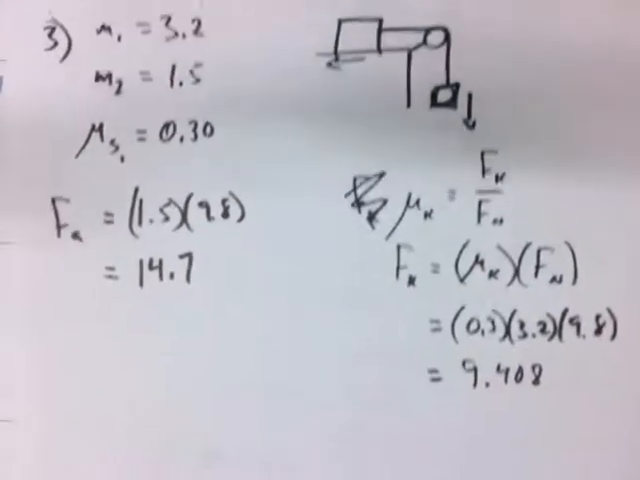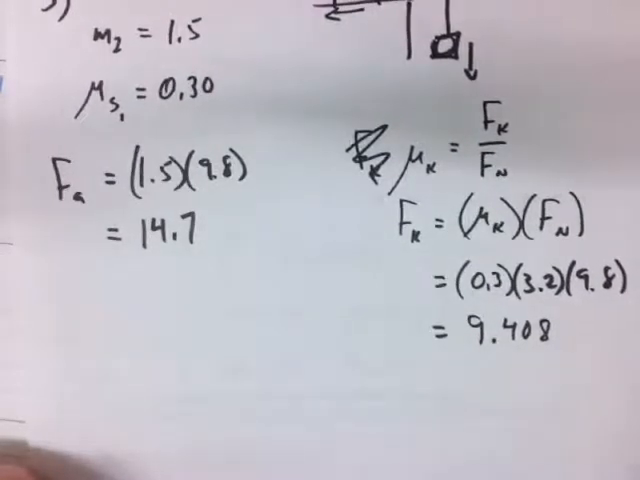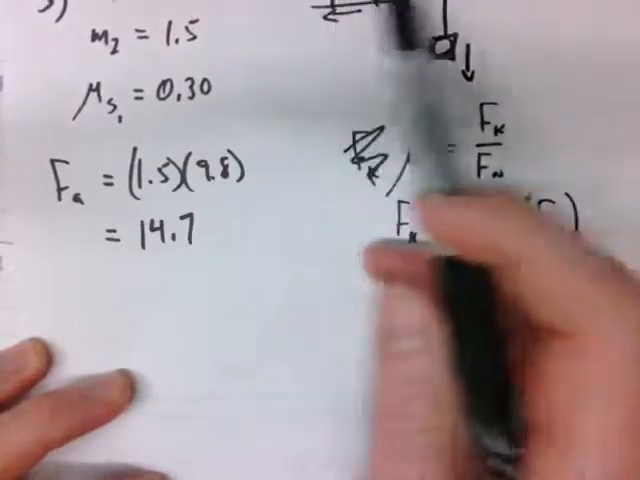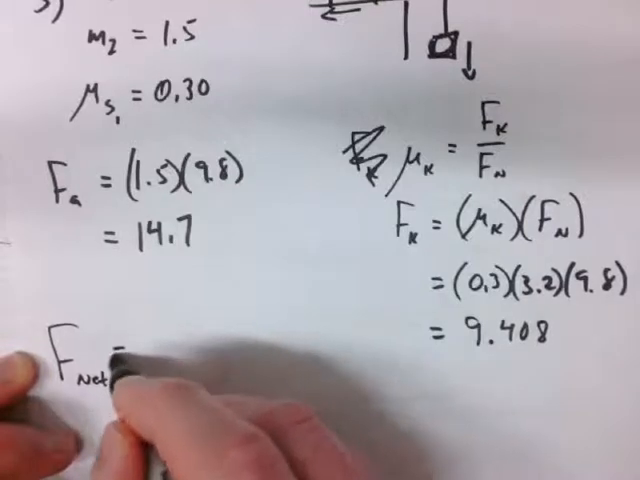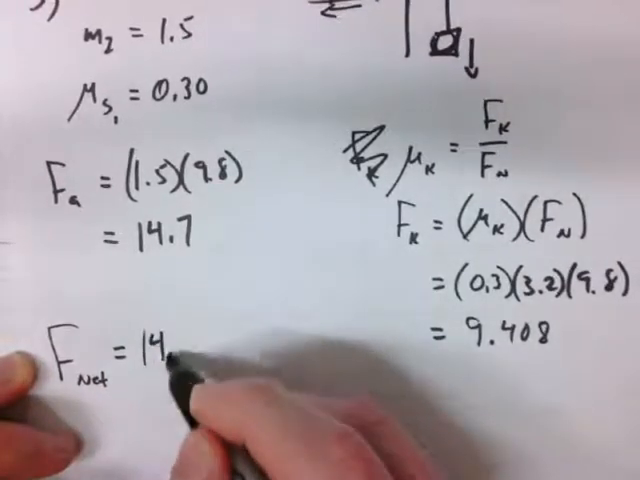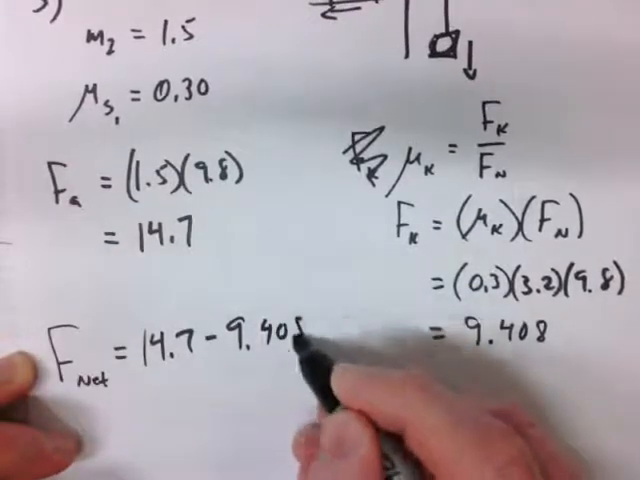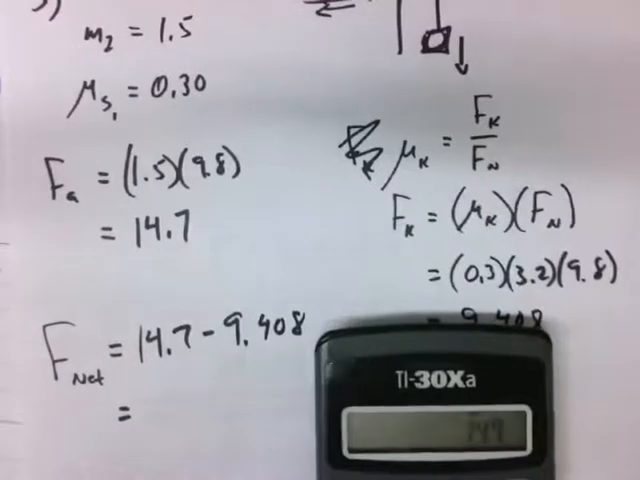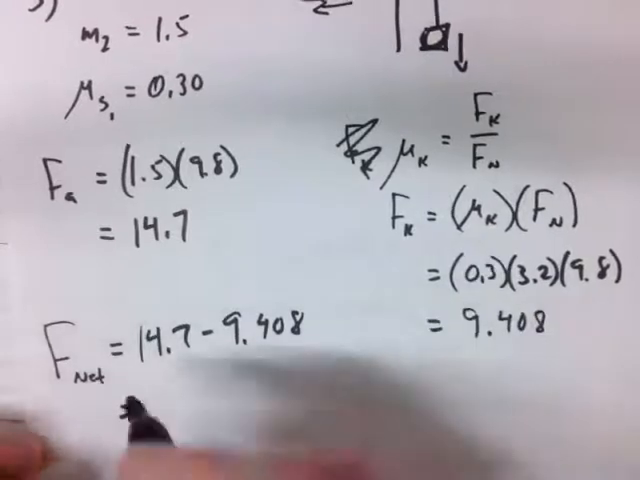So our net force, net force as far as the motion in this, F net equals 14.7 minus 9.408. 14.7 minus 9.408 equals 5.292.